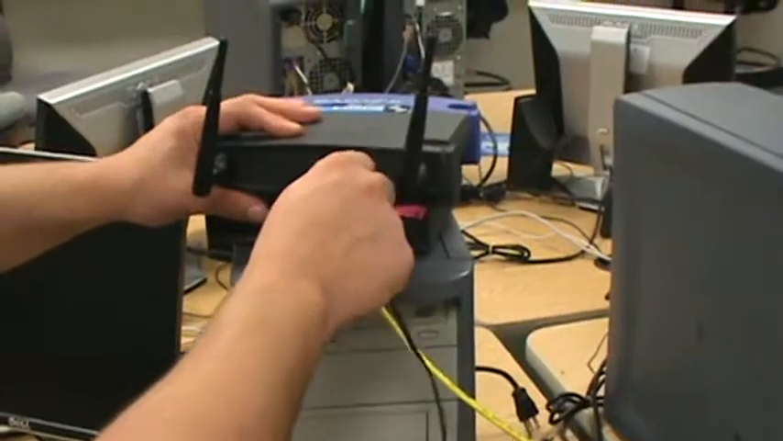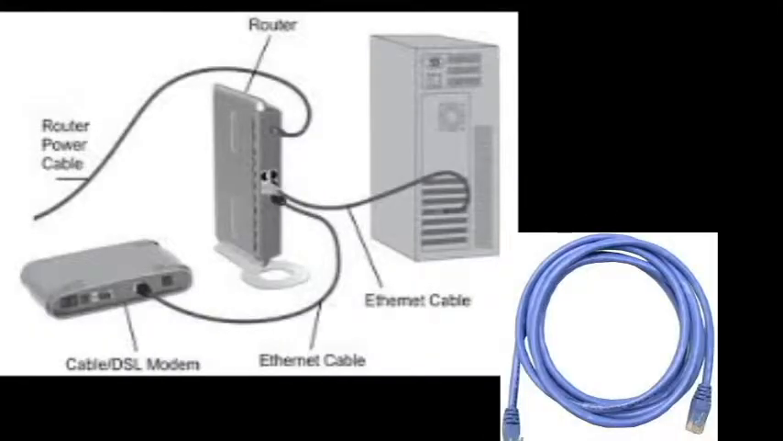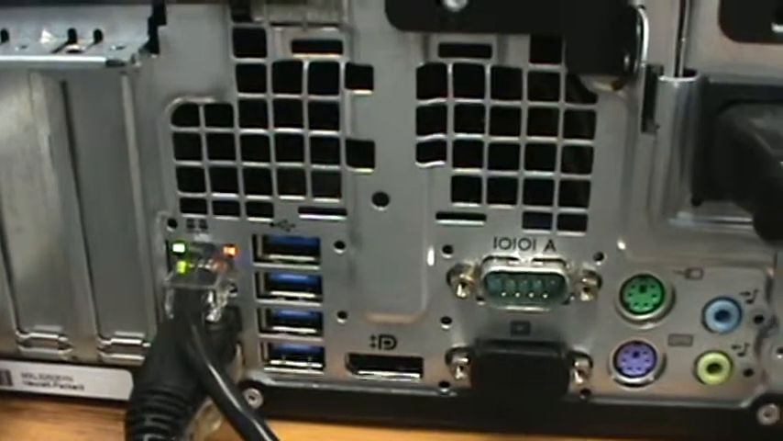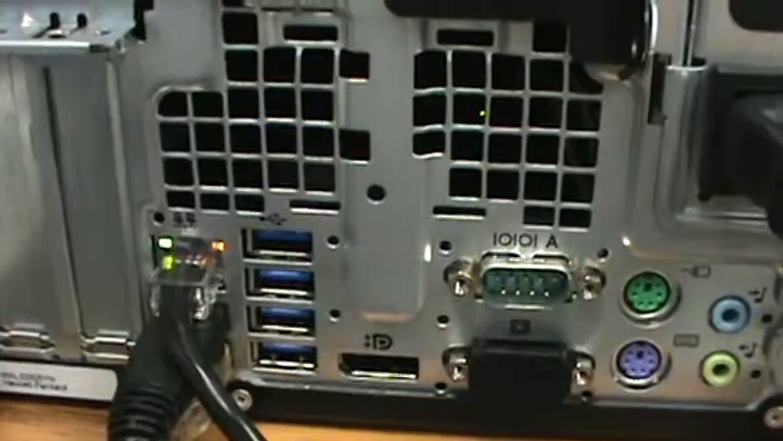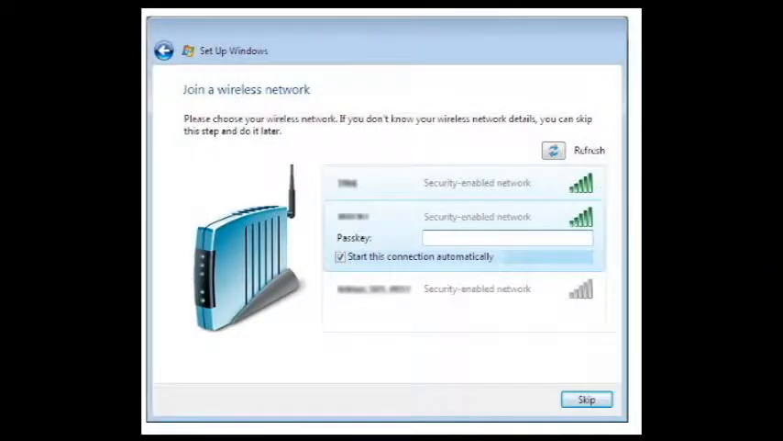Check to make sure everything is plugged in, including power cords, Ethernet, and coaxial cables. Check all lights where Cat5 cables plug into the computer. Also check the wireless switch if you own a laptop. Check your network connections, make sure you are connected to the correct wireless access point. You may have to enter a password.